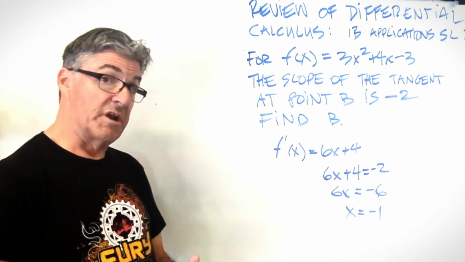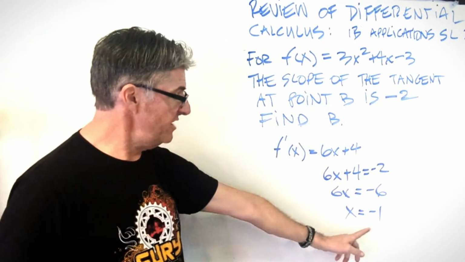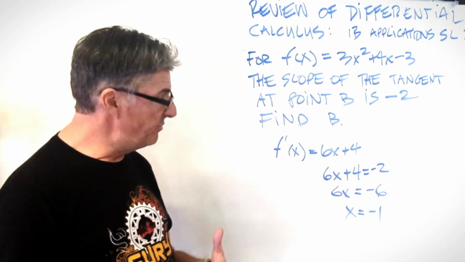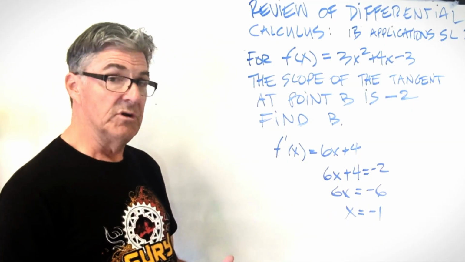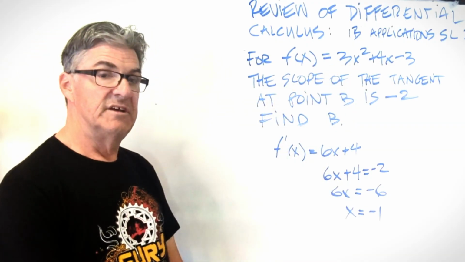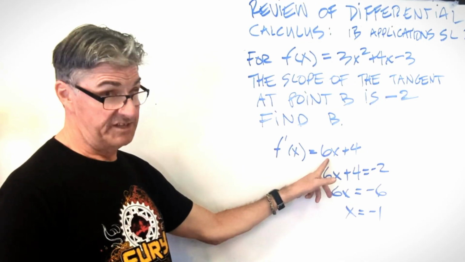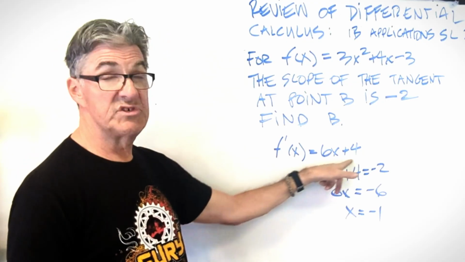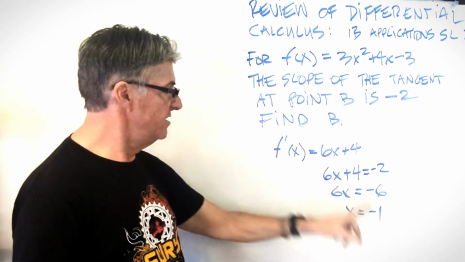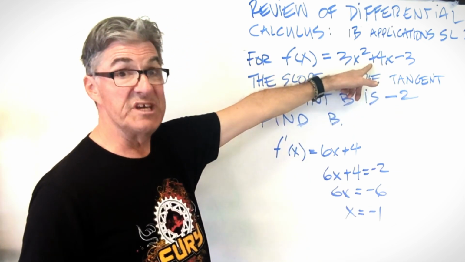So the x-coordinate of the point of tangency, where the slope is minus 2, is negative 1. Now if we want the y-coordinate of point B, we plug the negative 1 back into, pause, think about it, which function, this function or that function? Tell me what you think. Okay, if you said this function, that's not right. This function gives you slopes of tangent lines. This function relates the x-coordinate to the y-coordinate. We found the x-coordinate of point B, so we plug it back into the original function to get the y-coordinate.